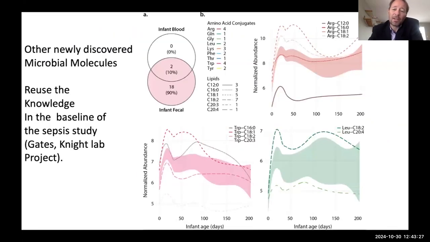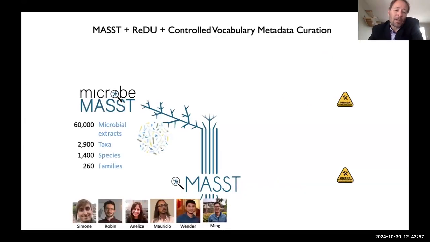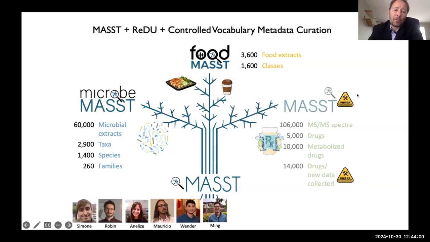And we can repeat the same thing with cohorts of data sets that exist. In this case, it's a sepsis study in small infants. And here we see microbial metabolites over time. Basically at the onset, they are not detected. And as the microbial community starts to take shape, we start to see these particular microbial metabolites. And this is now using MicrobeMass pretty quickly to assess what is likely going to be a microbial metabolite or not. So MicrobeMass is one of the domain-specific MASSTs we have.